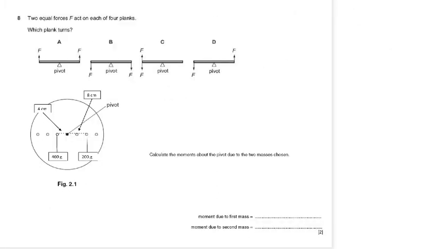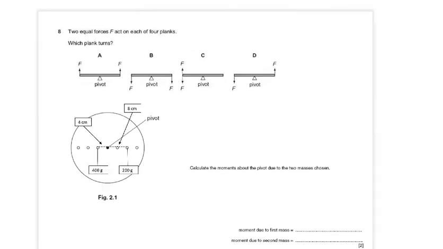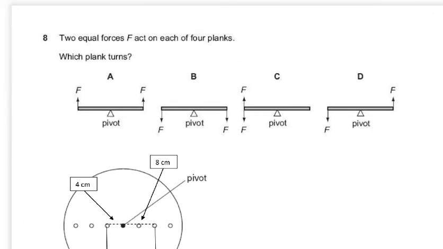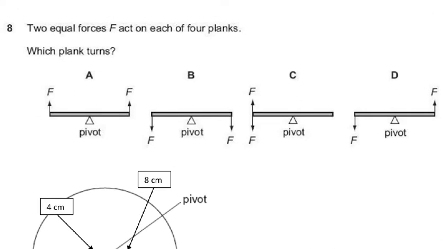All right, two more things really quick. Let's zoom in on this. We have 4 planks, each of which is identical, and then we have 2 equal forces F acting on each plank. So all of these Fs are equal to each other. They're all the same amount of force. So the question is, which of these planks will turn?